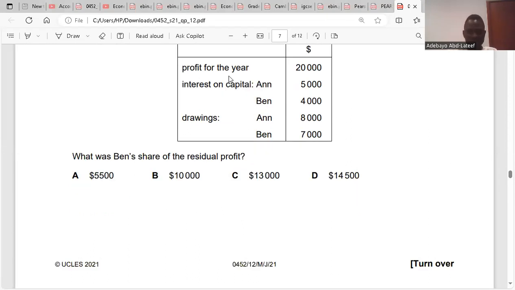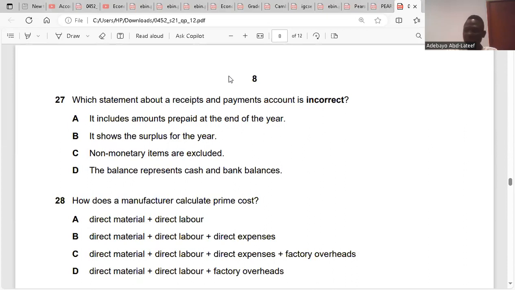Question 27. Which statement about receipts and payments account is incorrect? It includes amount prepaid at the end of the year. Yes. It shows the surplus for the year. No. It shows the closing balance for the year. That means it shows a debit balance or credit balance. It gives us a debit balance if we have more, and gives us a credit balance if we have an overdraft.